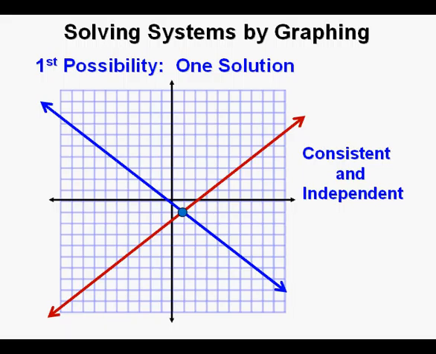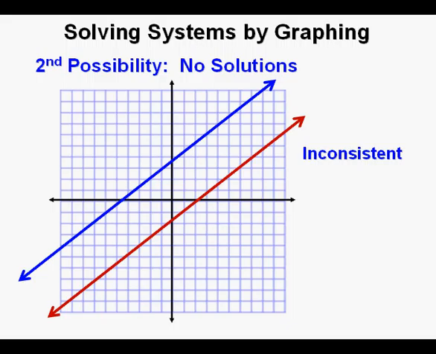Another possibility is where there is no solution to the system of equations, where the two lines are parallel and do not intersect. We can tell that there is no solution if the two lines are parallel, or if their slopes are the same and their y-intercepts are different. It is also said that this is a system of equations that is inconsistent.